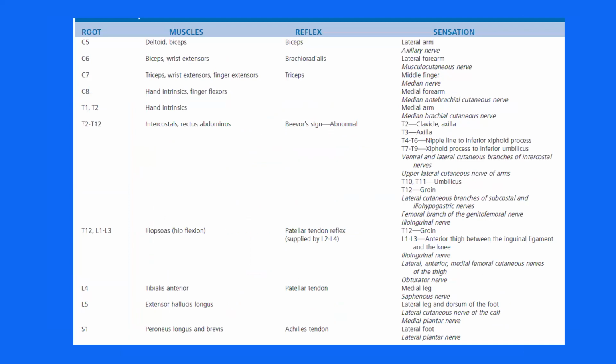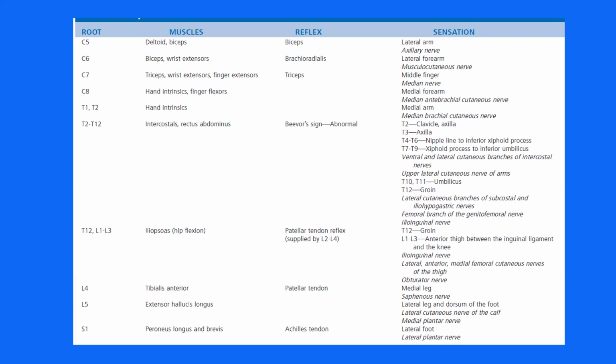And you should know what types of reflexes. You should know that C6 is associated with the brachioradialis reflex, C5 the biceps reflex, C7 the triceps reflex, and you have to know that C8 is supplied to the hand intrinsics and finger flexors. You have to know these. And for T2 to T12, you have to know whether there's something going on abnormally.